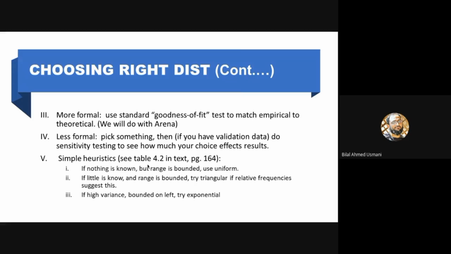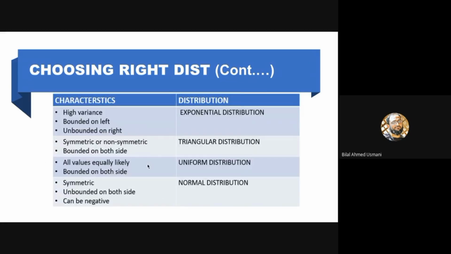If the variance is high and the data is bounded on the left but seems unbounded on the right, what do we mean by high variance? Say the numbers are 500, 50, 25, 126. These numbers have a really high variance. If you calculate the mean and standard deviation of these four numbers, you will get a very high standard deviation and very high variance. Then we can try an exponential distribution. So these are the characteristics.